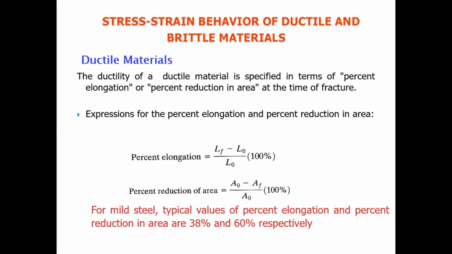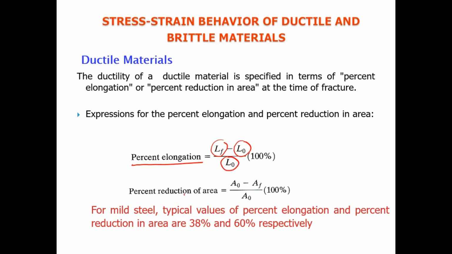The ductility of a ductile material is specified in terms of percent elongation or percent reduction in area at the time of fracture. The expression for the percentage elongation and percentage reduction in area is represented by the following formula. So this is percentage elongation in length: final length minus original length divided by original length.